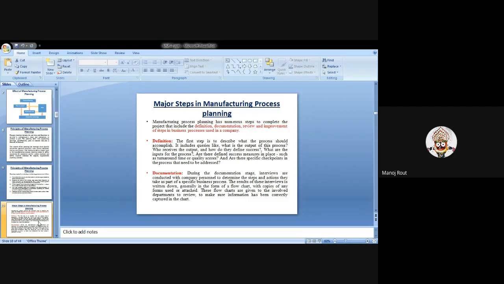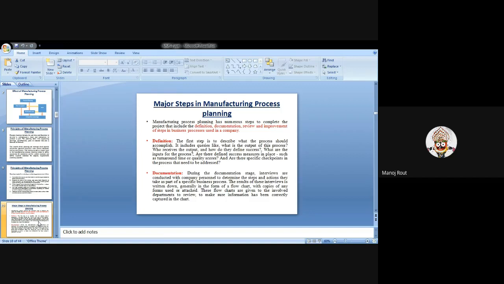During the documentation stage, interviews are conducted with the company personnel to determine the steps and actions they take as part of a specific process. The result of this interview is written down, generally in the form of a flowchart, with copies of any forms used attached.